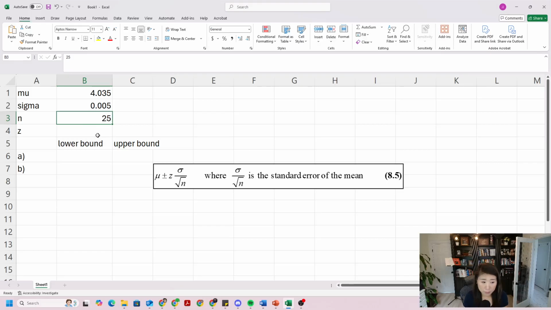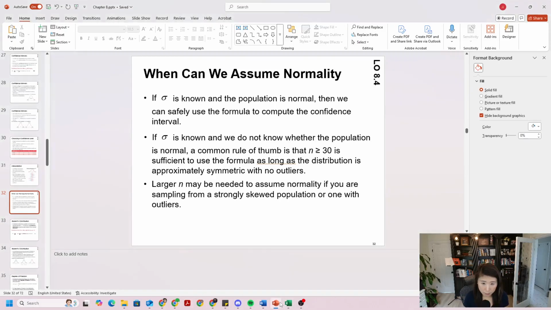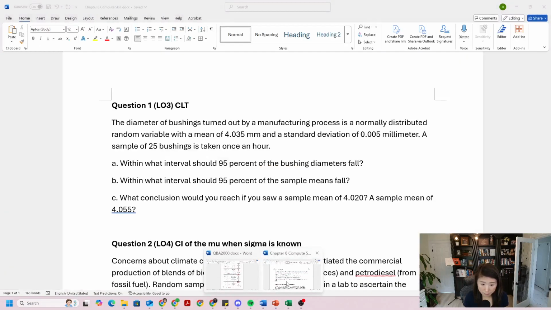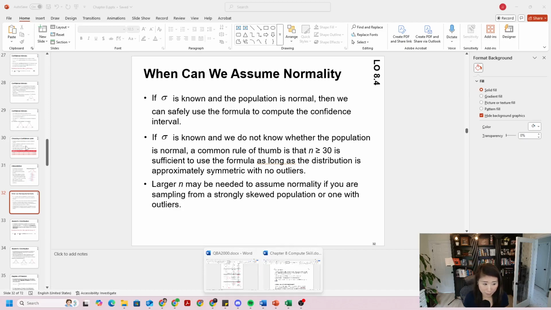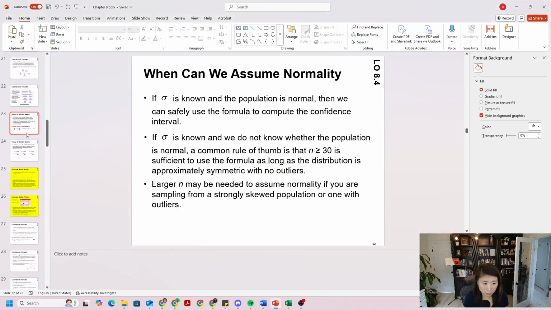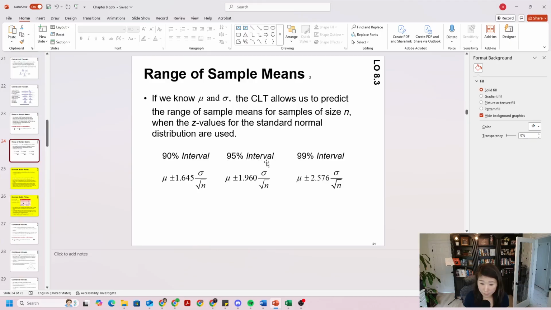Now, what we don't know is our Z statistic, right? So the Z statistic, based on the question, let me go back, is for 95%. Based on what we learned so far, if it's a 95% interval, we're going to use the value 1.960, right?